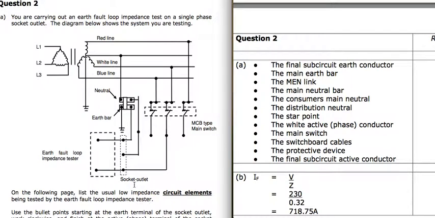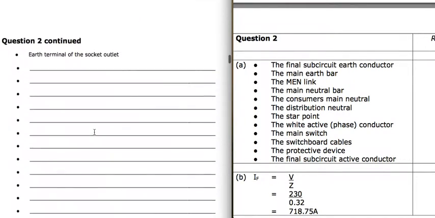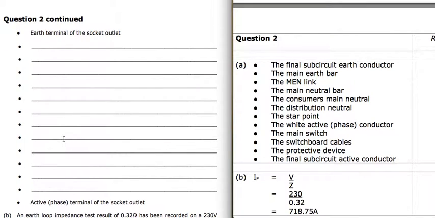So it's our traditional earth fault loop impedance, but they've done it in words. Just realised I think I started at the wrong point there. It should have been here. Sorry about that. So this is our sub-circuit earth conductor. This is our main earth bar. This is our MEN link, and that's our neutral bar. Confusing question. So you need to list all those in order.